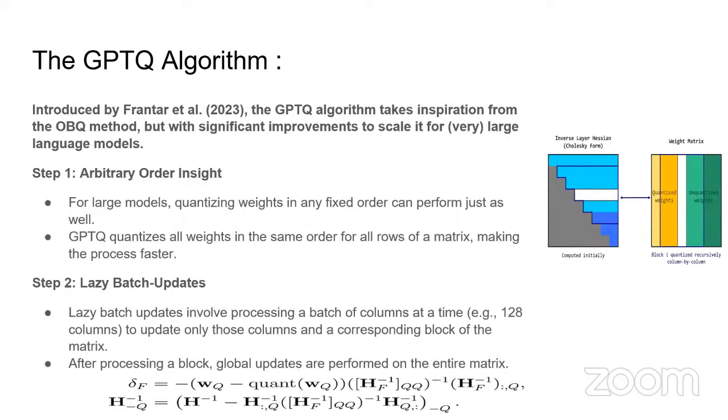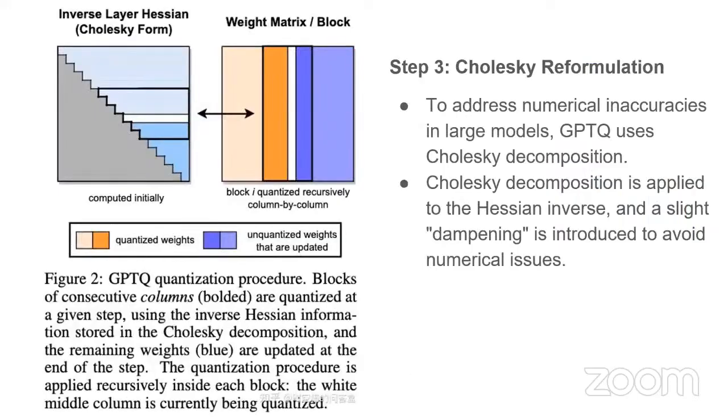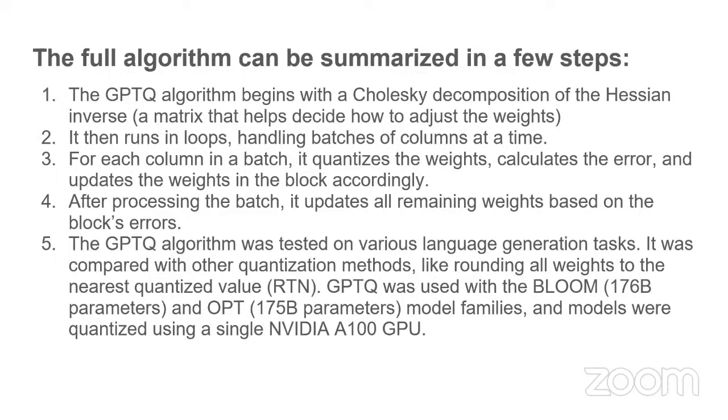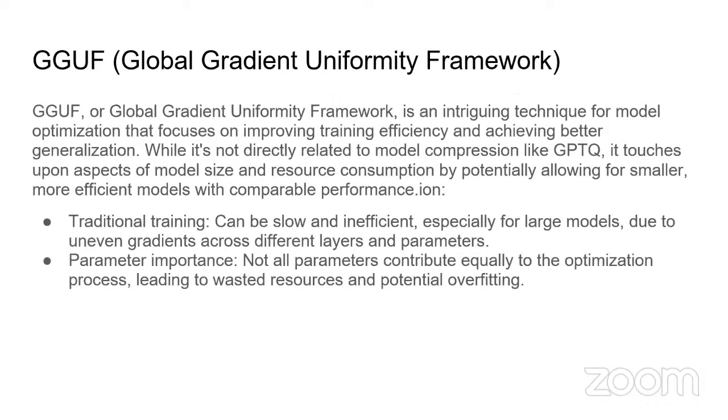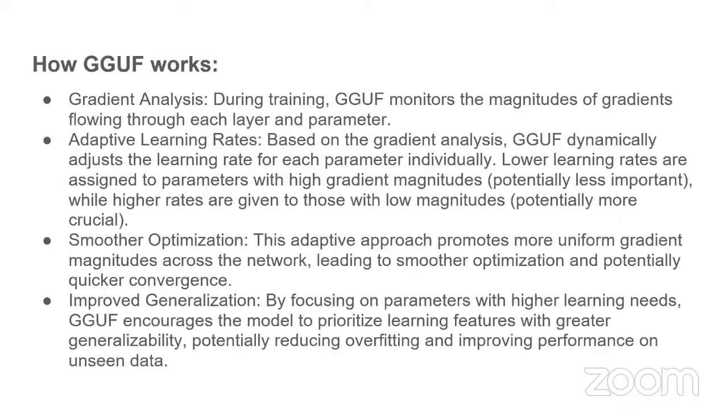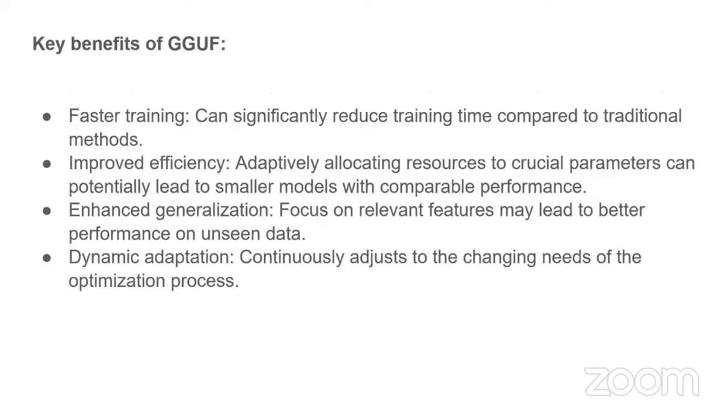Then we went through the process of the GPTQ algorithm, where it uses lazy batch updates, and we went through the summary of the full algorithm. We also understood the benefits of GPTQ. And then we understood GGUF, that is Global Gradient Uniformity Framework, how GGUF works, and the key benefits of GGUF.